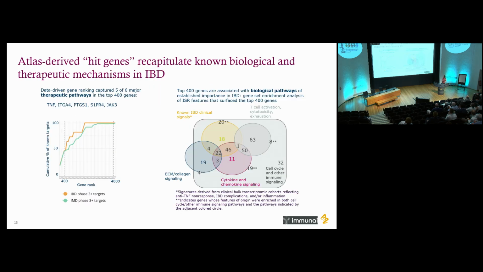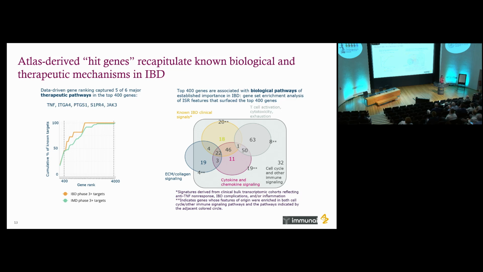Of course, with any AI method, there's first some skepticism. We need to grow confidence in the methodology. And that's why we wanted to have a look at how many of the known IBD targets are covered by this initial list of 400 predicted IBD targets. And it was really reassuring to observe that within the top 400 genes, we captured targets representing 5 of the major therapeutic pathways in IBD.